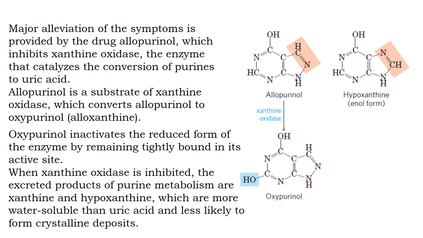Now, to alleviate the symptoms of gouty arthritis, we have to give allopurinol. It is a substrate of xanthine oxidase, which will convert allopurinol into oxypurinol. This oxypurinol inactivates the reduced form of the enzyme by remaining tightly bound to it, so it is inhibiting the enzyme. When xanthine oxidase is inhibited, the excreted products of purine metabolism are xanthine and hypoxanthine, which are more water soluble than uric acid and less likely to form crystals.